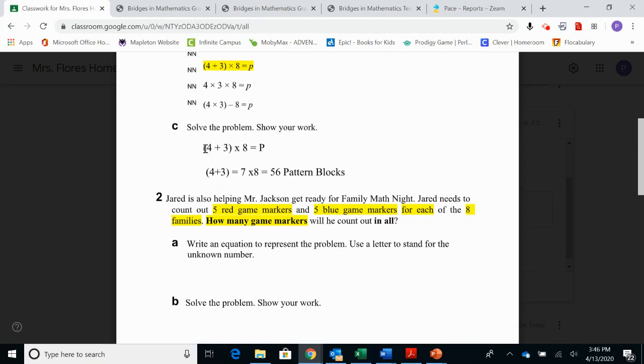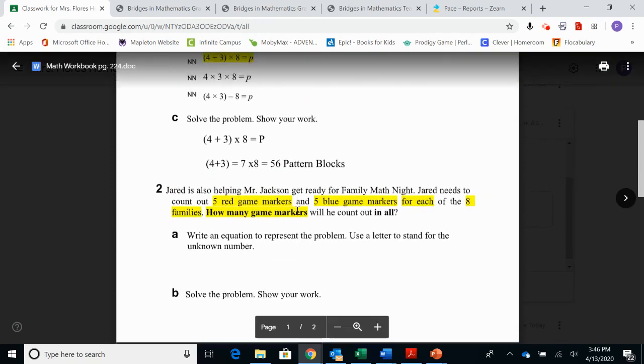So I wrote my equation, 4 plus 3 in parentheses times 8 equals P. So then 4 plus 3 would be 7. Then I multiply the 7 times the 8. So 7 times 8 equals 56. And so that would be 56 pattern blocks. Remember to label your units. You can't just say 56. Okay, you need to tell me 56 what?